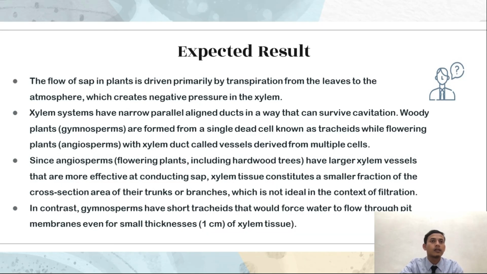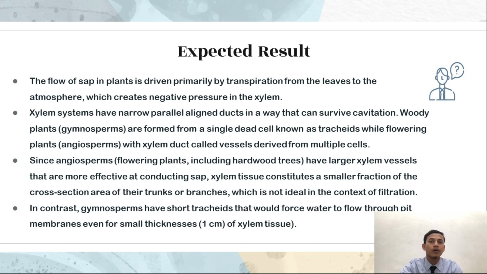Then it is expected result. The flow of sap in plants is driven primarily by transpiration from the leaves to the atmosphere, which creates negative pressure in the xylem. Xylem systems have narrow parallel aligned ducts in a way that can survive cavitation. Woody plants that are gymnosperms are formed from a single cell known as tracheid, while flowering plants that are angiosperms have xylem ducts called vessels derived from multiple cells.